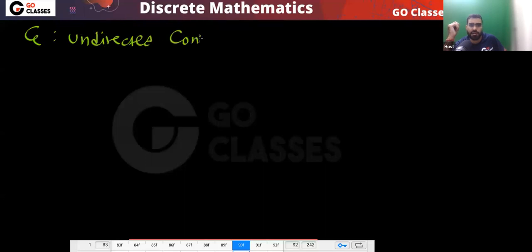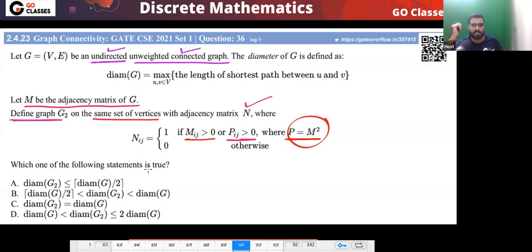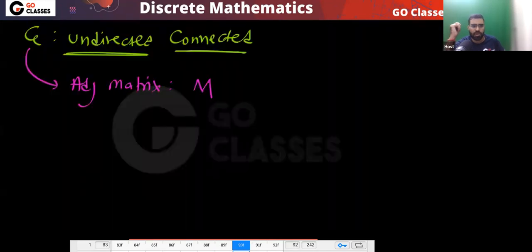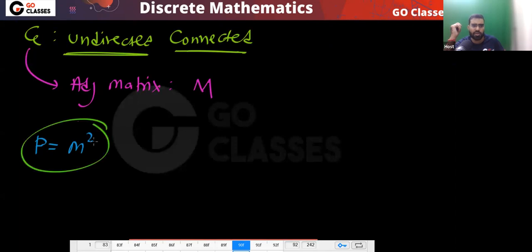Let's solve this question. First of all, there is an original graph G, which is undirected and connected. For this graph, there is an adjacency matrix M. Now you are creating a new adjacency matrix. Before that, tell me, what is P? P is M square. What is P giving you? P basically tells us what?